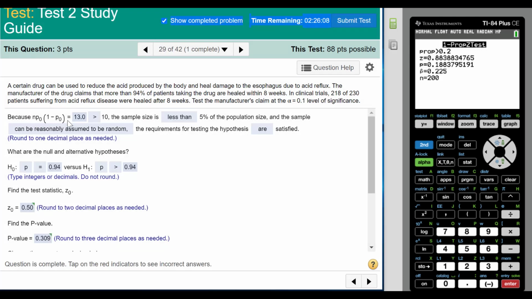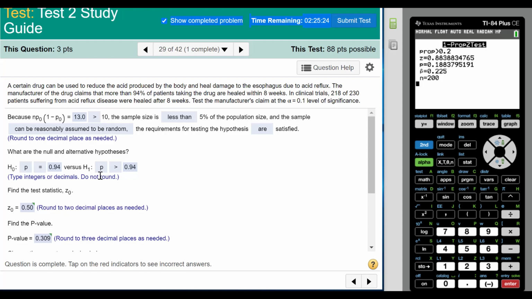And here is the answer. So NP0, where P0 is 0.94, and N is how many? We have 230. So 230 times 0.94 times 1 minus 0.94 will give you 13. If the 13 is bigger than 10, that verifies the requirement. And you always have to use this. This is fixed for all problems. The sample size should be less than 5% of the population size. The samples can be assumed to be always random, so the requirements for the test are met.